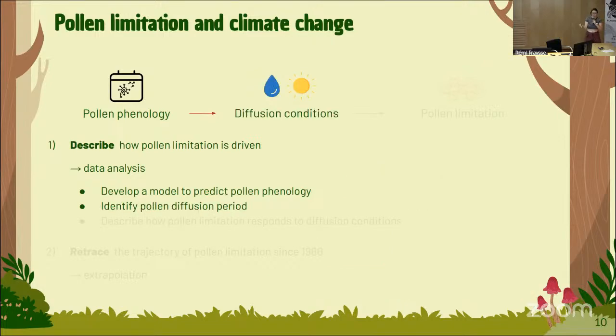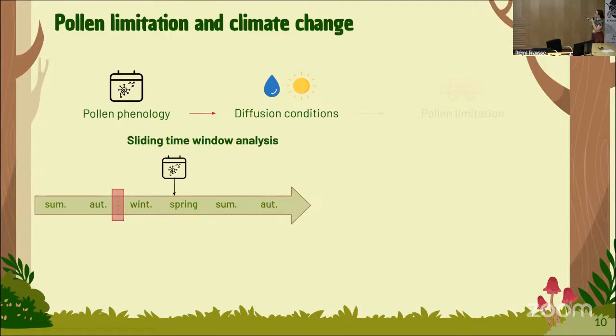So now that I know pollen phenology, I know when pollen diffusion occurs, and I can identify the pollen diffusion period. To do that, I used a sliding time window analysis, which means that I computed the temperature on several time windows and found the one that best correlated with the pollen diffusion. And the best one started 19 days before pollen phenology and lasted for 30 days.